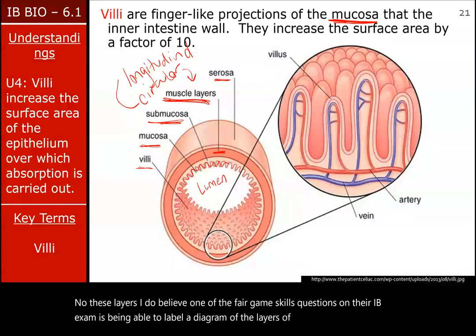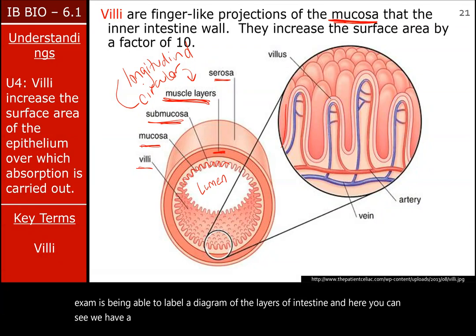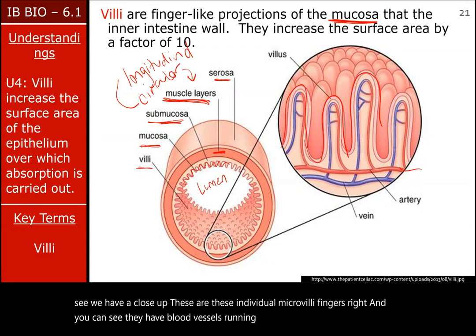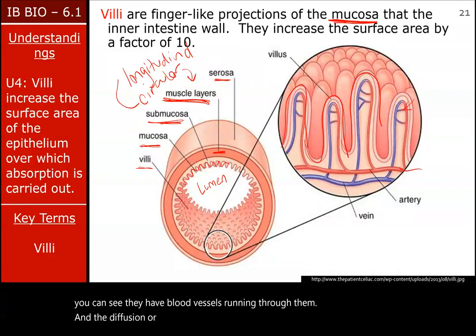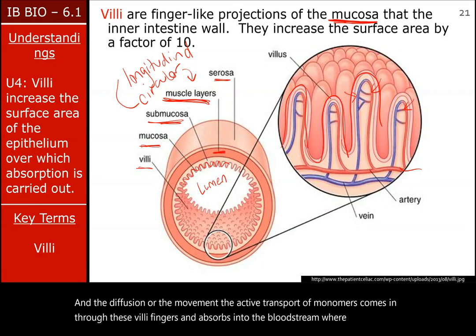And here you can see we have a close-up. These are the individual villi fingers, right? You can see they have blood vessels running through them. The diffusion, or the active transport, of monomers comes in through these villi fingers and absorbs into the bloodstream where it's carried away.